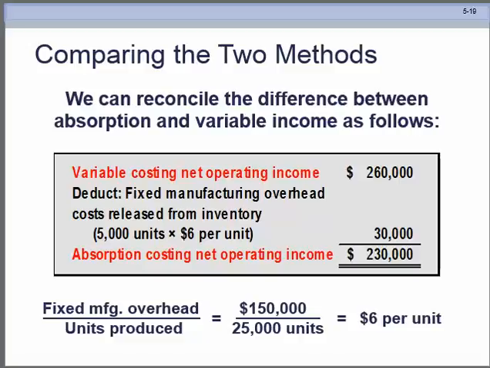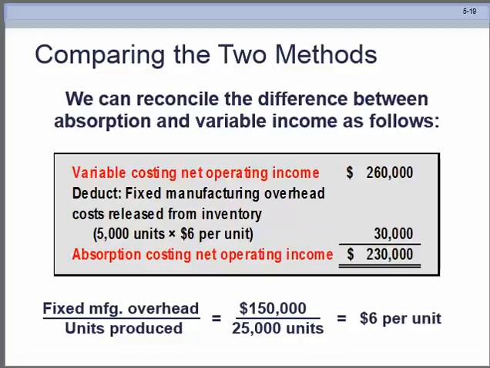260,000 under variable costing for their net operating income, and the 230,000 for absorption costing net operating income. The difference is 30,000, and that's your fixed manufacturing overhead of 5,000 units that was in the beginning inventory at the start of period 2 times $6 per unit. Okay, so does that make sense?